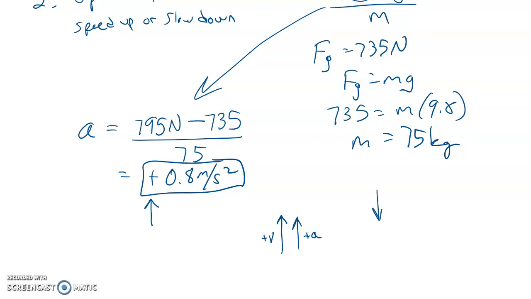But potentially, what if we're moving downward? Can you have a positive acceleration when you're moving downward? Yeah, you can. That would be if you're slowing down. When you're slowing down, velocity and acceleration are in opposite directions. So all we know is there's a positive acceleration. And unless we know something more, we can't tell whether it's moving up or moving down, which means we also can't tell whether it's speeding up or slowing down.